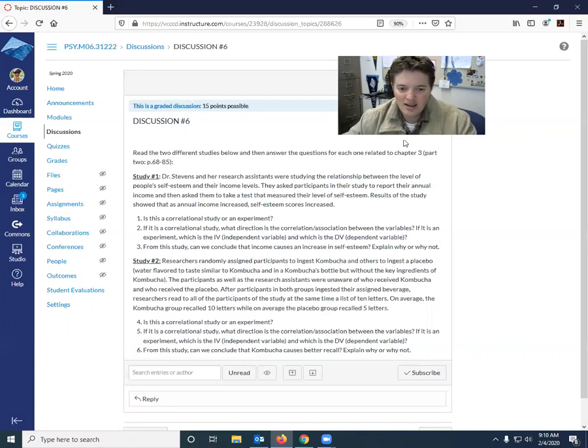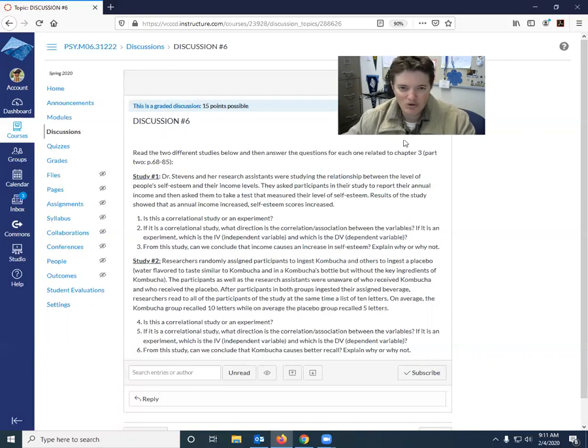And then if it's a correlational study, which direction is the correlation or association between the variables? If it's an experiment, what is the IV or independent variable? And which is the DV or dependent variable? And from this study, can we conclude that kombucha causes better recall? Explain why or why not.